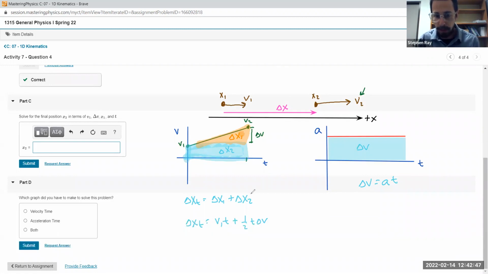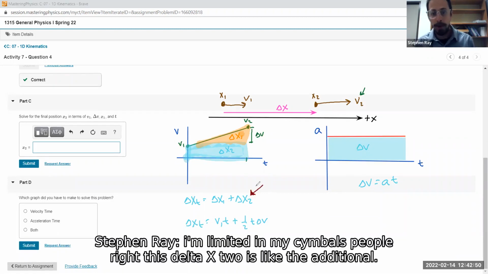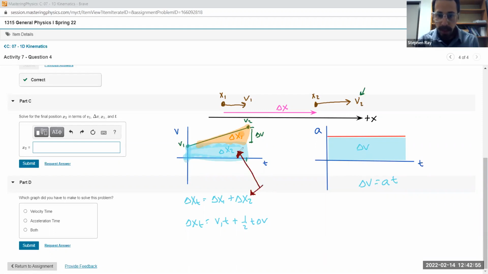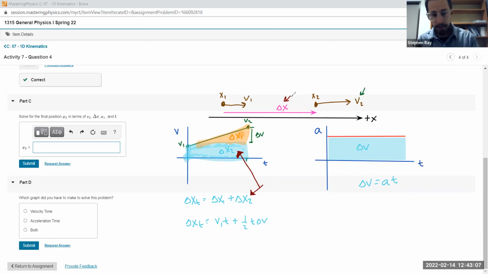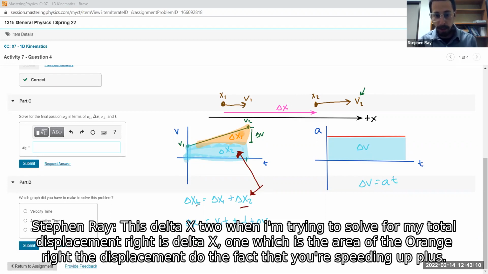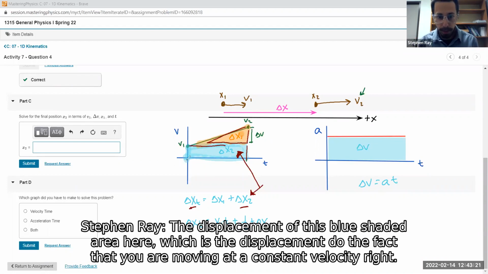I know I'm limited in my symbols, people. This delta x2 is the additional displacement from the blue shade on the graph. It is not the pink delta x up here. Not that pink delta x. When I'm trying to solve for my total displacement, it is delta x1, which is the area of the orange, the displacement due to the fact that you're speeding up, plus the displacement of this blue shaded area here, which is the displacement due to the fact that you are moving at a constant velocity.